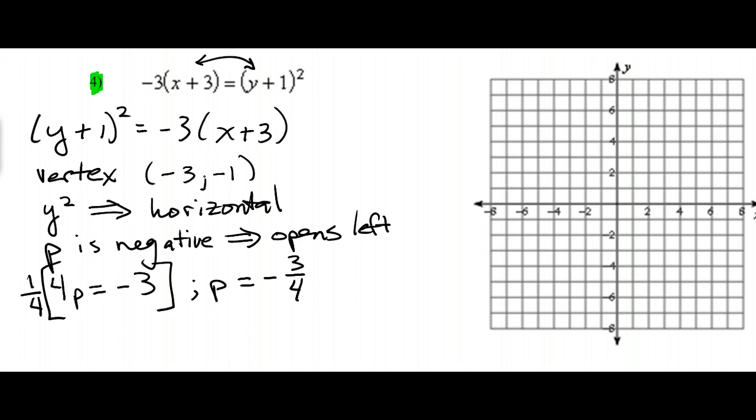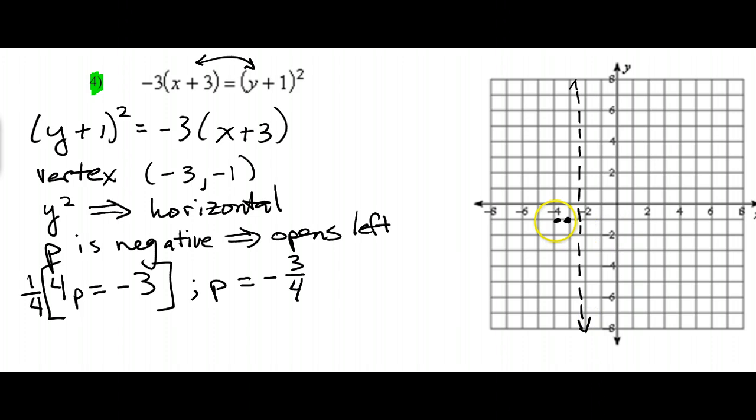Okay, so let's start doing a little bit of graphing. I've got my vertex at negative 3, negative 1. So here's my vertex. And since it's opening left, I'm going to go 3/4 to the left to find the focus. So 3/4 this way. And then I'm going to go 3/4 the other direction to find my directrix. So 3/4 this way. We're just going to estimate it because it's a small distance and it's kind of hard to do. So here is my directrix.